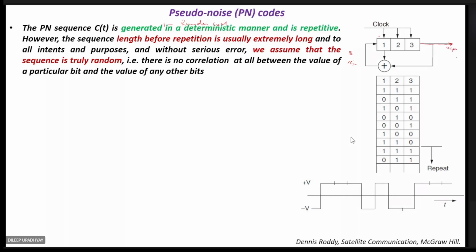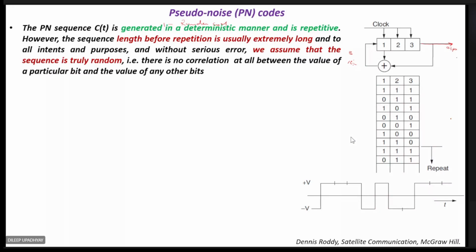Whenever the clock appears, whatever bit is there in shift register 1, 2, or 3 will shift 1 bit ahead. That is, 1 will go to 2, 2 will go to 3, and the output of 3 and whatever bit is stored in 1 will both be XORed, and that output will be given to the input of the first shift register, and then for the next shift.